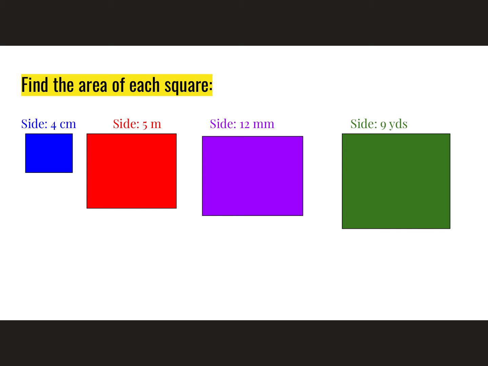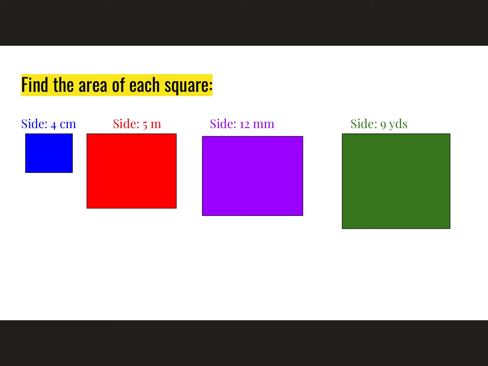So the first thing I want you to do is go ahead and pause the video, and find the area of each of these squares. Notice each square has a side length written. Please find the area of each square. Pause the video now. Okay, at this point you should be done.